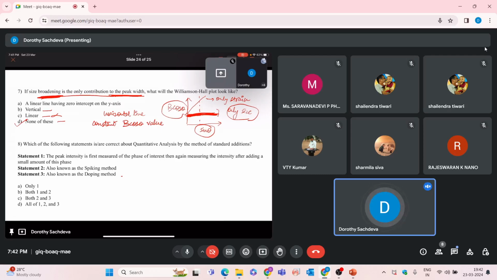I guess the professor must have discussed this method, but all these statements are very much correct, which I'll just repeat for you guys. For the standard addition method for quantitative analysis in XRD, the peak intensity is first measured for the phase of interest, then the intensity is measured again after adding a small amount of another phase. And statement 2 says this is also known as the spiking method, also known as the doping method. So in this case, option D should be the correct answer, which says that all the statements are correct.